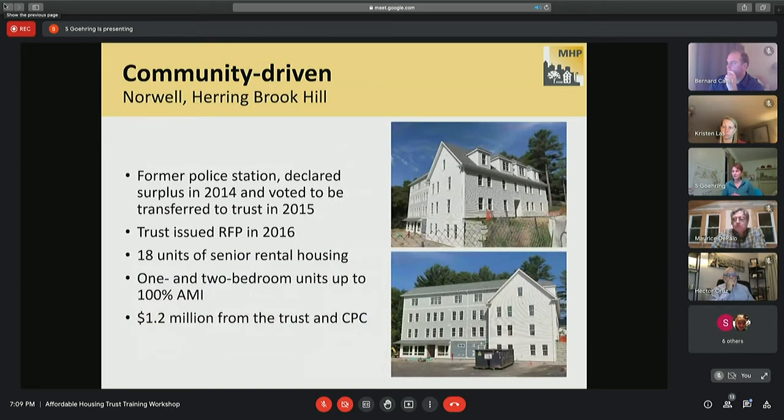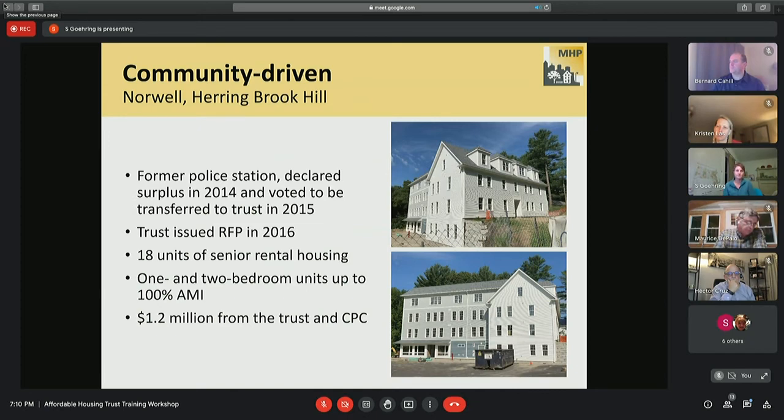Another locally driven one was in Norwell, where the community had this former police station and they declared it surplus, and then they decided to transfer it to their housing trust. So the trust was the one that did some initial work on the site. They put together a request for proposals that they released. Nonprofit Metro West Collaborative Development responded and was chosen. And now they have 18 units of age-restricted senior rental housing, 1 and 2 bedrooms. They're affordable up to 100%, but most of them are at 80% of area median income. The development is on their subsidized housing inventory, and between their housing trust and their CPC, they put in a little bit over $1 million, and it's a really attractive building that they have there now in Norwell, but really very locally driven.